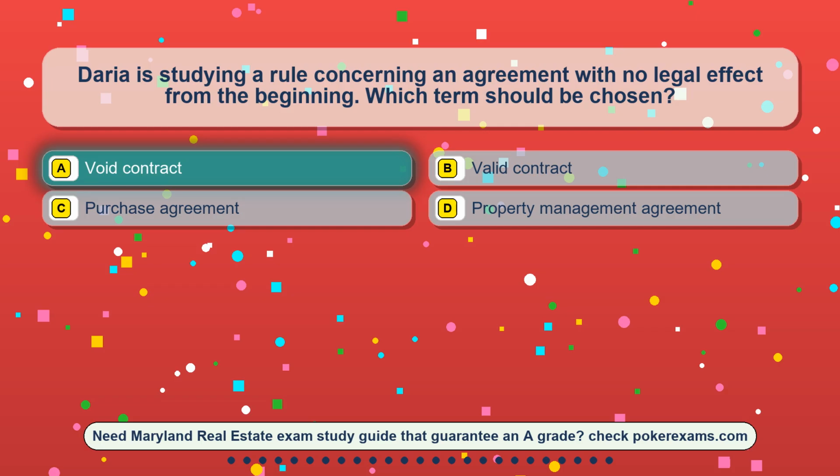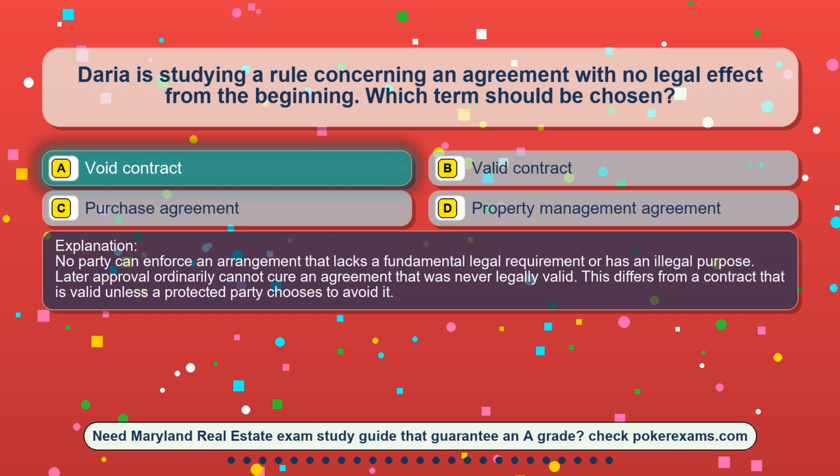The correct answer is option A, void contract. No party can enforce an arrangement that lacks a fundamental legal requirement or has an illegal purpose. Later approval ordinarily cannot cure an agreement that was never legally valid. This differs from a contract that is valid unless a protected party chooses to avoid it.